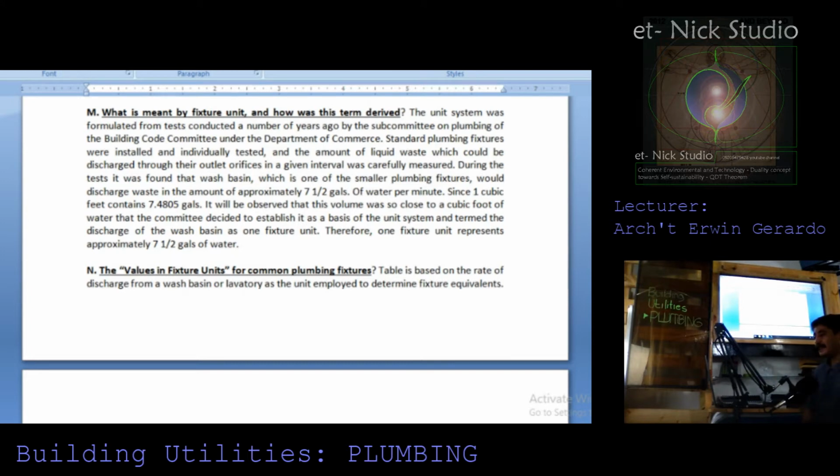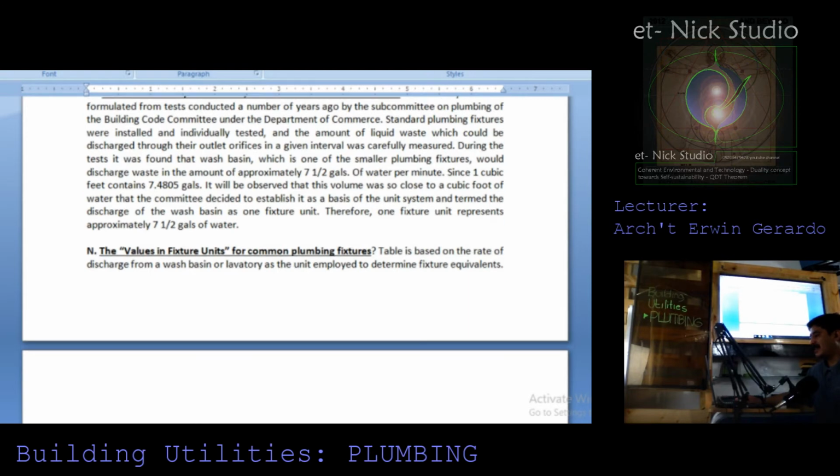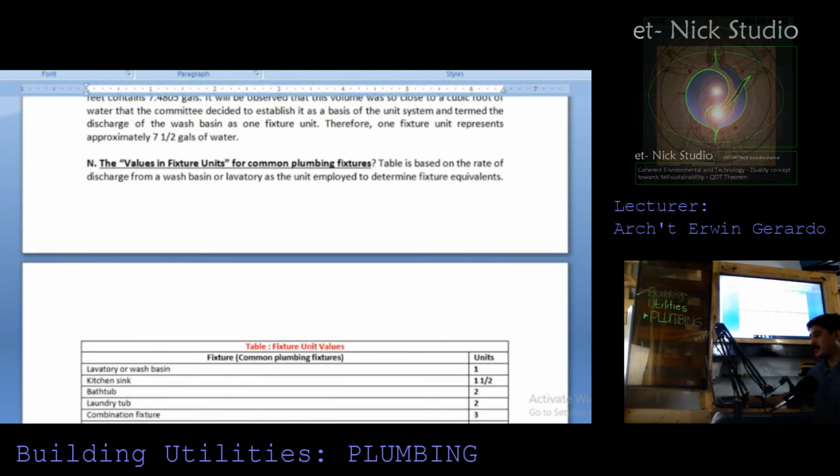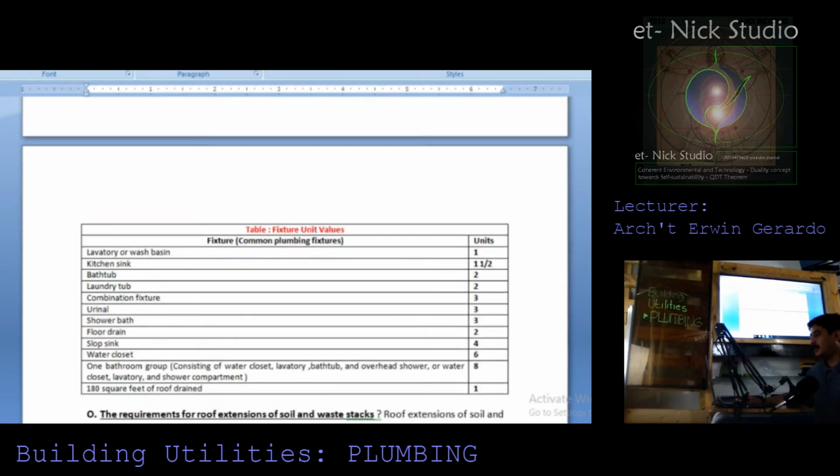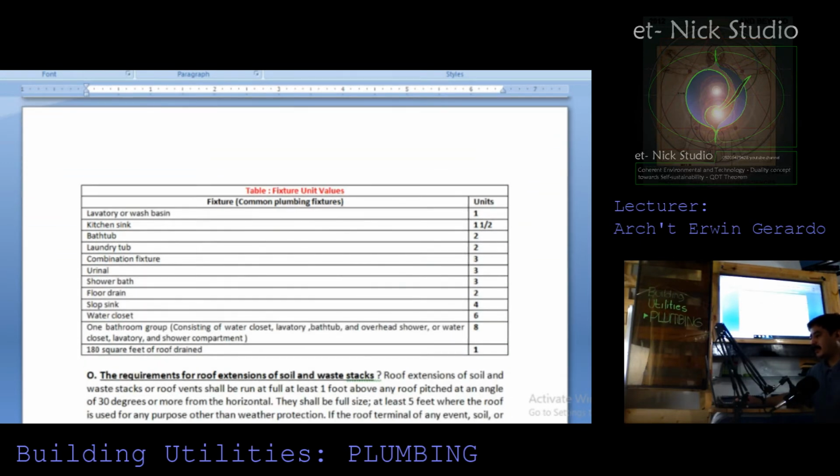The values in fixture units for common plumbing fixtures. The table is based on the rate of discharge from a wash basin or lavatory as the unit employed to determine the fixture equivalent. So this is the table for the fixture unit values for the common plumbing fixtures as indicated in this table.